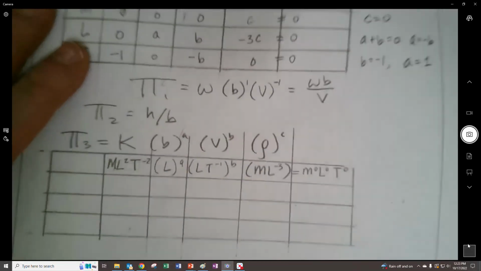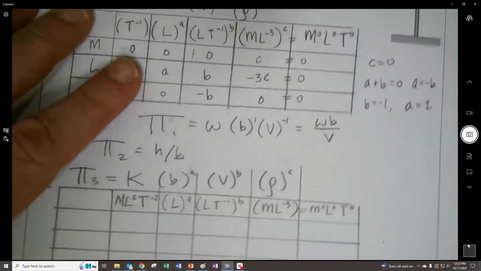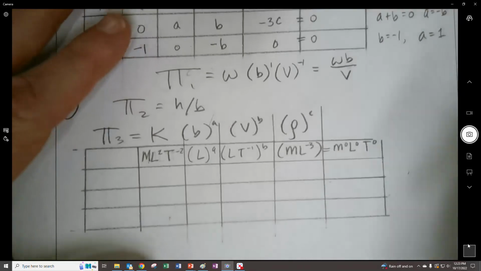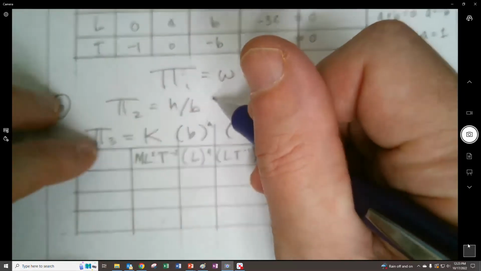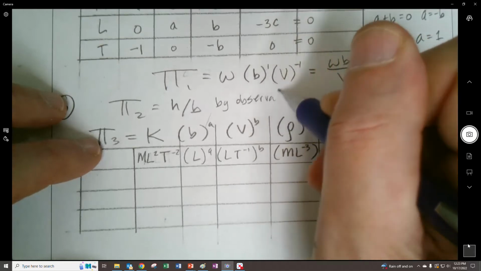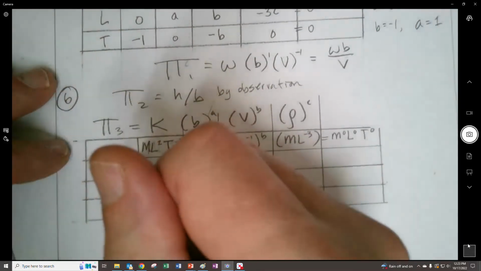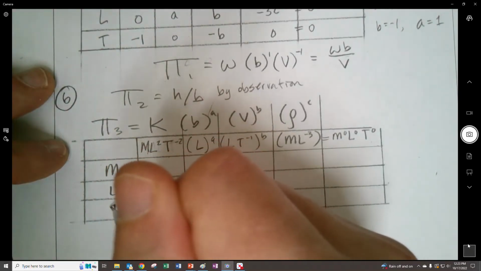Here we go. I guess I'll move this down. There we go. I meant to write it here by observation. By observation, I guess that's right. All right. M, L, and T.